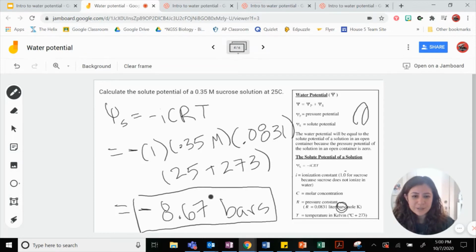I rounded to the hundredths place. That's usually a good rule of thumb. If you round to the hundredths place, you generally will never get in trouble with like rounding errors. Okay, let's try another one.